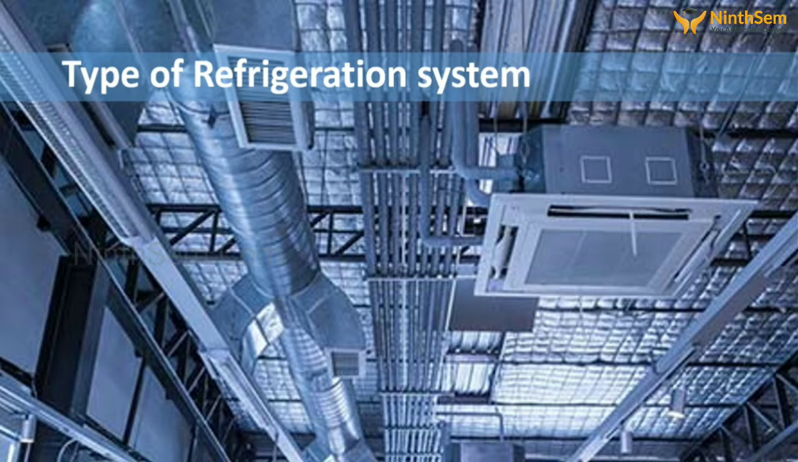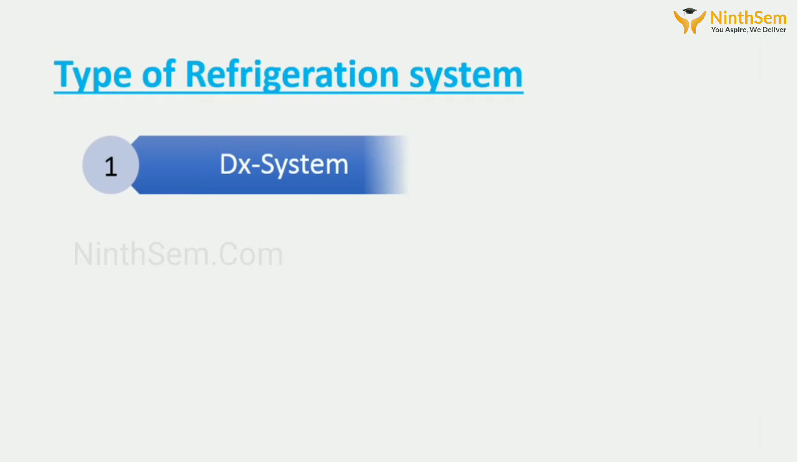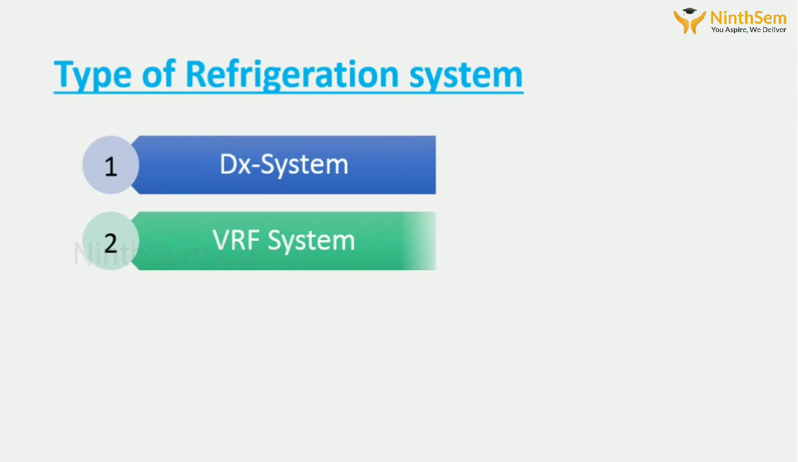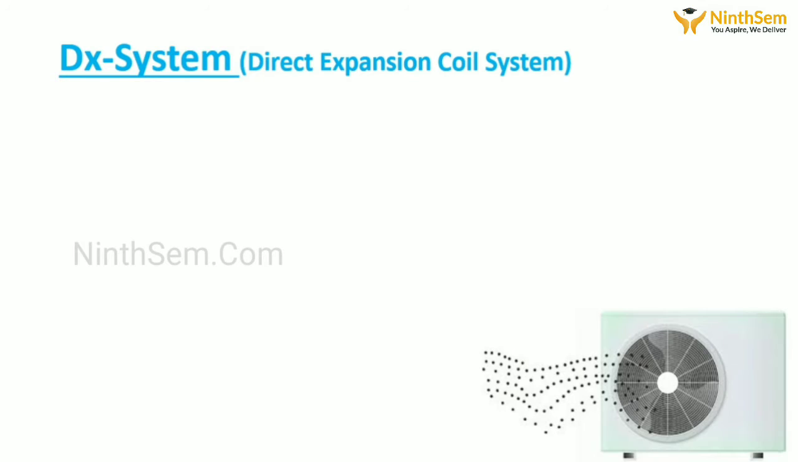Today I will discuss types of refrigeration systems. Basically, three types of refrigeration system are available in the HVAC industry. First, DX system. Second, VRF system. Third, chilled water system. Now, DX system, that is direct expansion coil system.